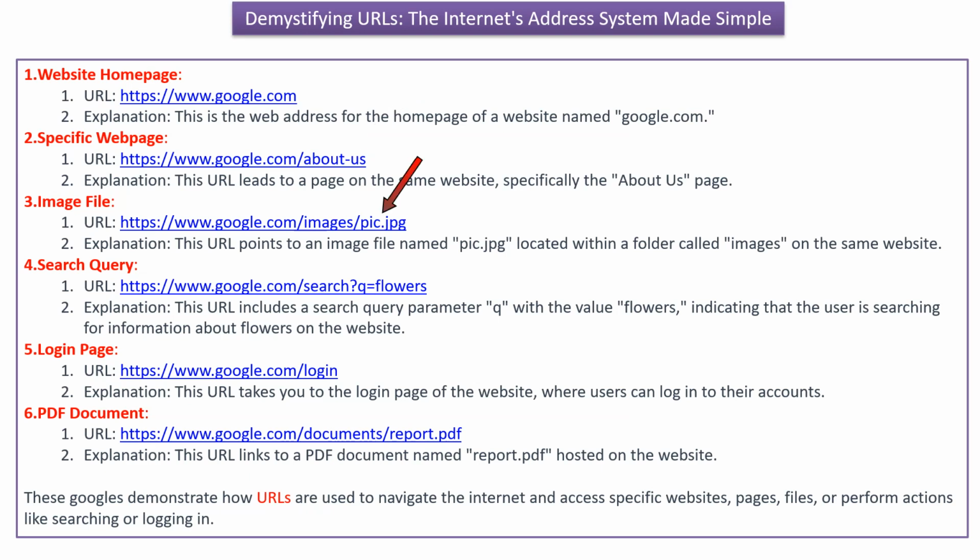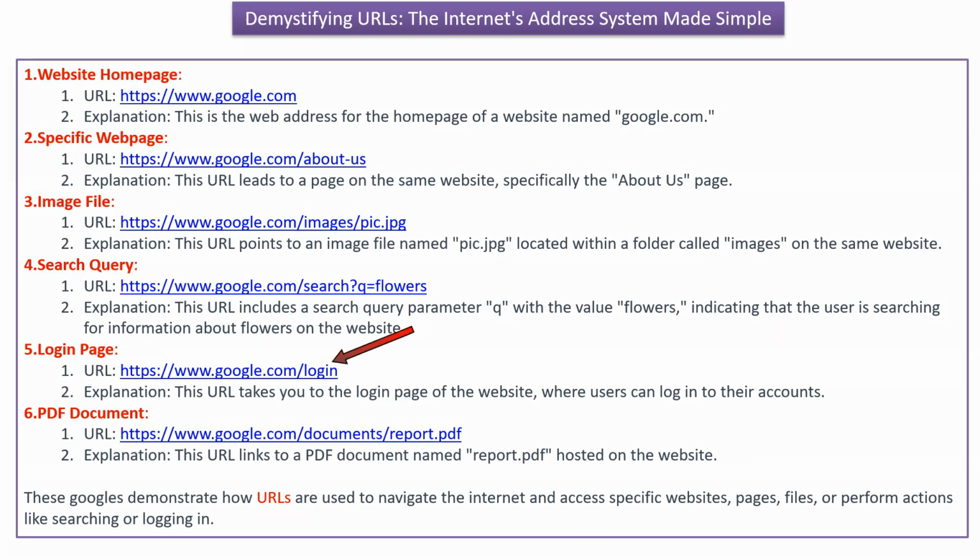Here you can see the image file URL. This URL leads to the image file named pic.jpg, which is located in the folder called images on the Google website. Here you can see the example of URL with search query, and this URL includes the search query parameter q with the value flowers, which indicates the user is searching for information about flowers on Google's website.